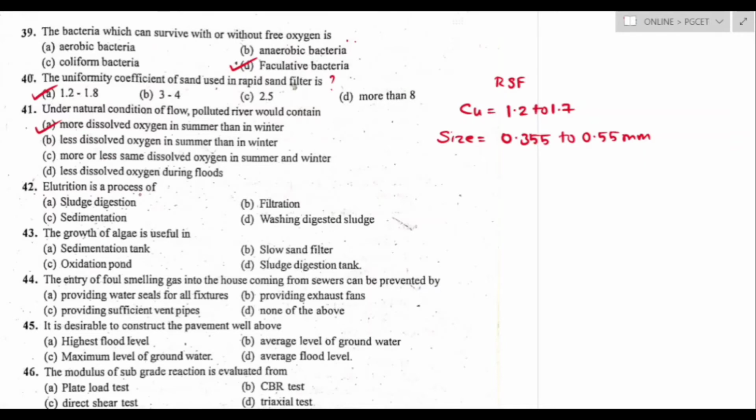Question number 42. Elutriation is a process of separating the particles based on their size, shape and density using a stream of gas or liquid flowing in the direction opposite to the direction of sedimentation. So it is a process of sludge digestion. Option A is the right answer.